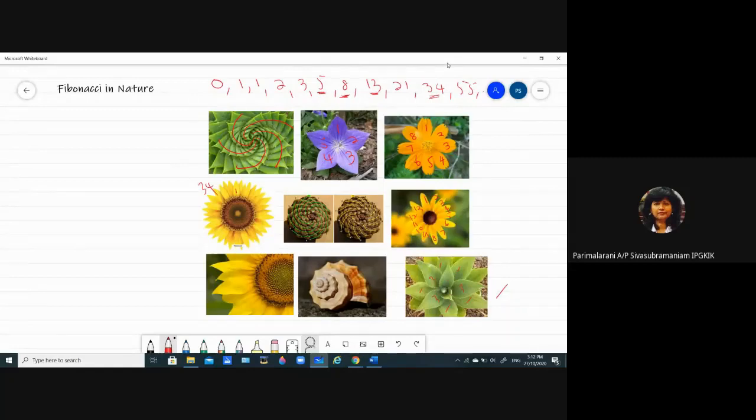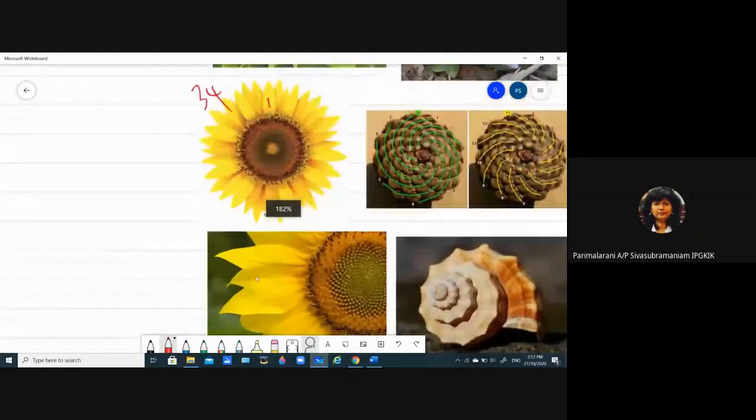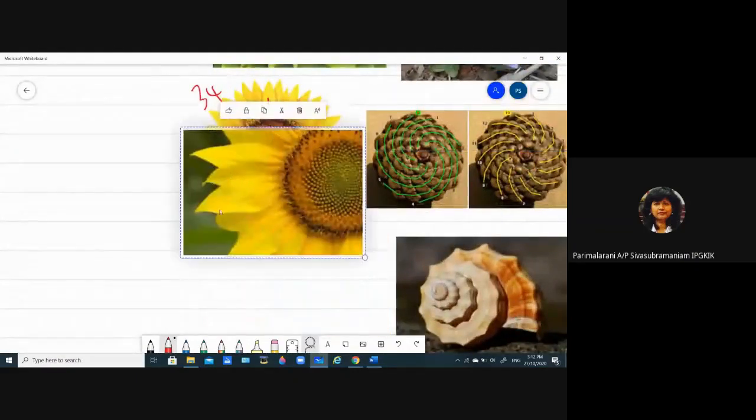Okay, so if you look at this sunflower picture down here, you see there are a lot of spirals here. This is the seed head. We can see many spirals. Of course, we're not going to count this today. Then we can see that the spiral also goes the other way. So it is anti-clockwise and clockwise.